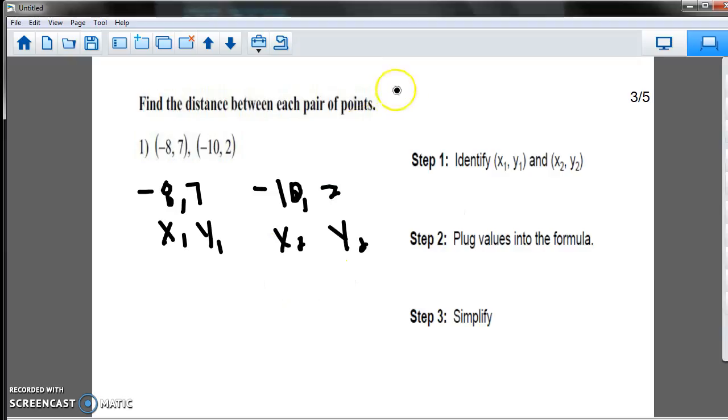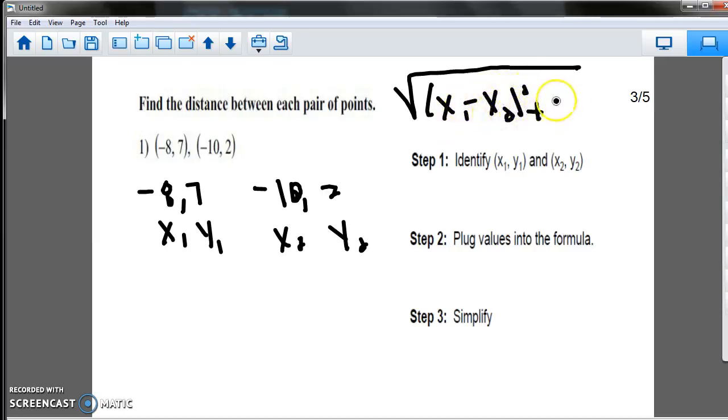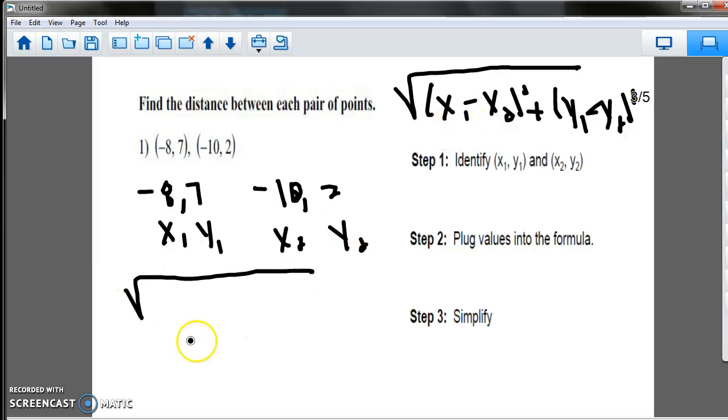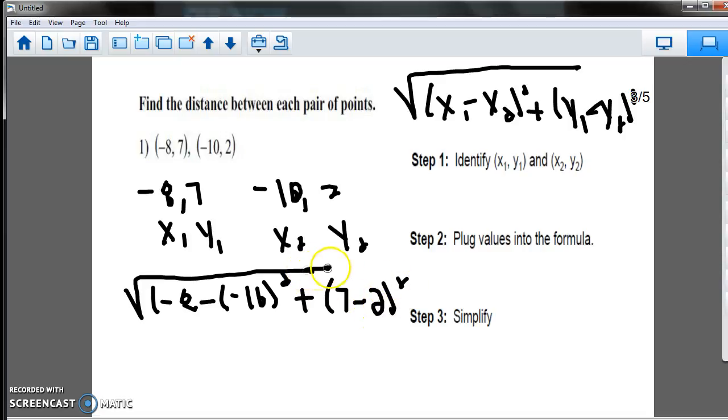So we're going to plug this into the distance formula. If you guys remember, the formula was the square root of (x1 minus x2) squared plus (y1 minus y2) squared. So in place of x1, we are going to put -8, and in place of x2, we're going to put -10, so it's minus -10, squared. Then in place of y1, we're going to put a 7, and in place of y2, we're going to put a 2, and square it.